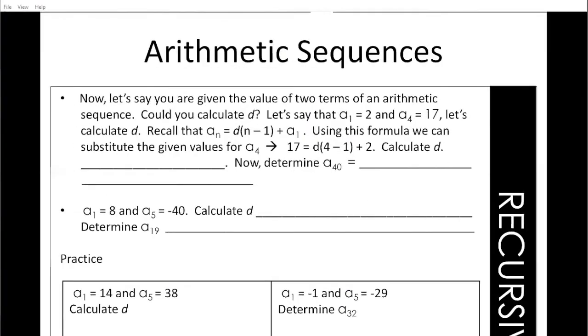Okay, so now let's say that we've got two terms of an arithmetic sequence. Can we calculate our common difference? If we know A1 is 2 and A4 is 17, let's calculate D. Let's recall that our formula is An equals D times (n minus 1) plus A1. Using this formula, we can substitute the given values.